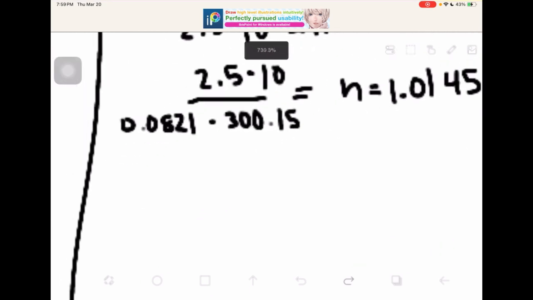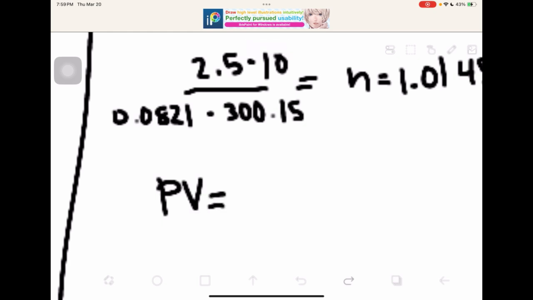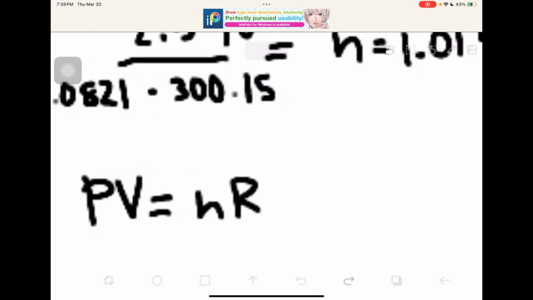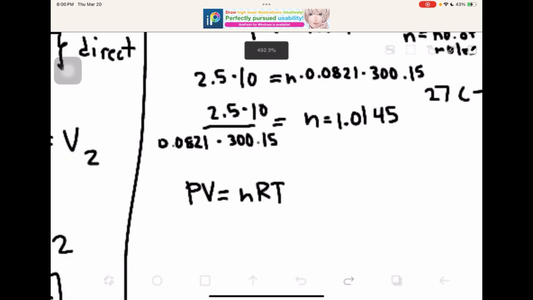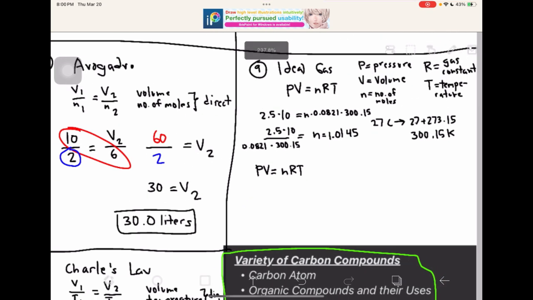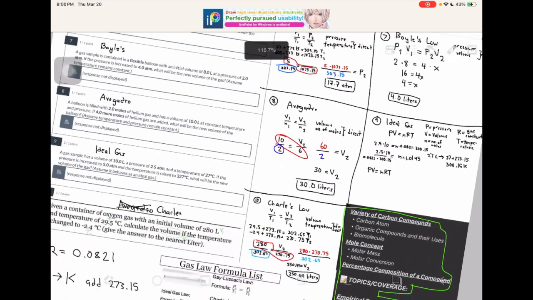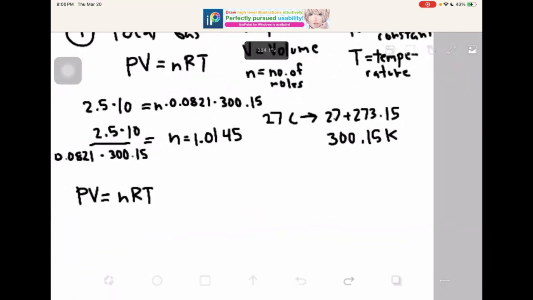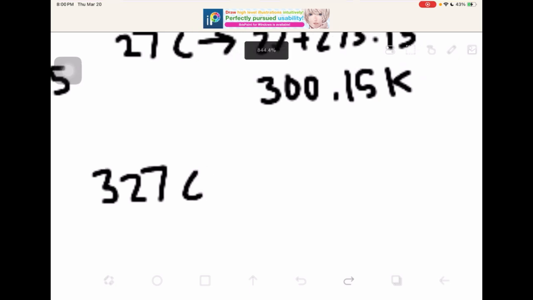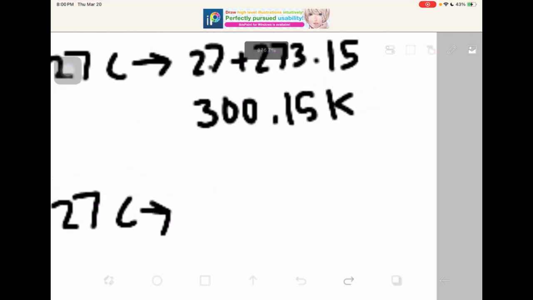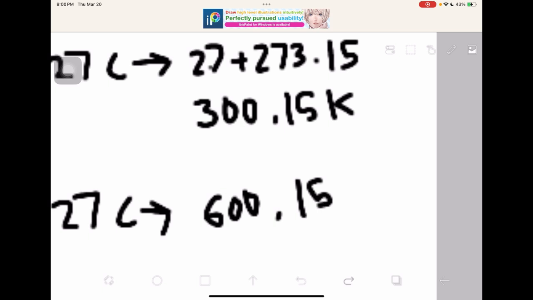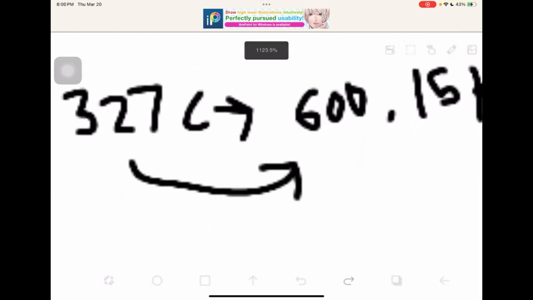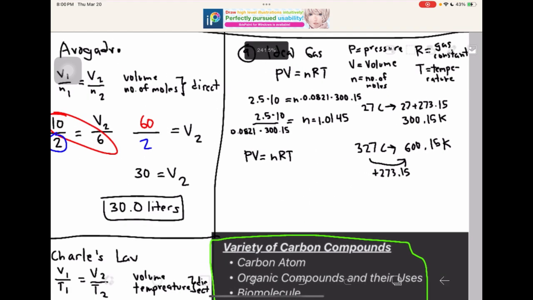We already have everything. So we put the PV equals nRT. PV equals nRT. And then we are also given, let's continue. So if the temperature is raised to 327C, we need to convert that. That's just equal to 327 plus 273.15, which is 600.15 K. I'm pretty sure you get the gist by now.